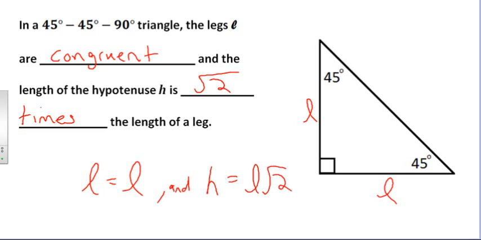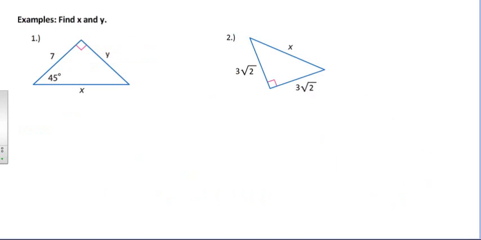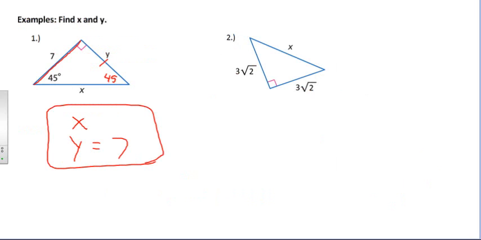Let's try a few sample problems. Figuring out what x and y are. If I know that the leg of this 45, 45, 90 triangle is 7, well, I know the other leg over here also has to be 7. And I know that the hypotenuse is always the square root of 2 times more than that. So if both legs are 7, then the hypotenuse here is 7 square root of 2.